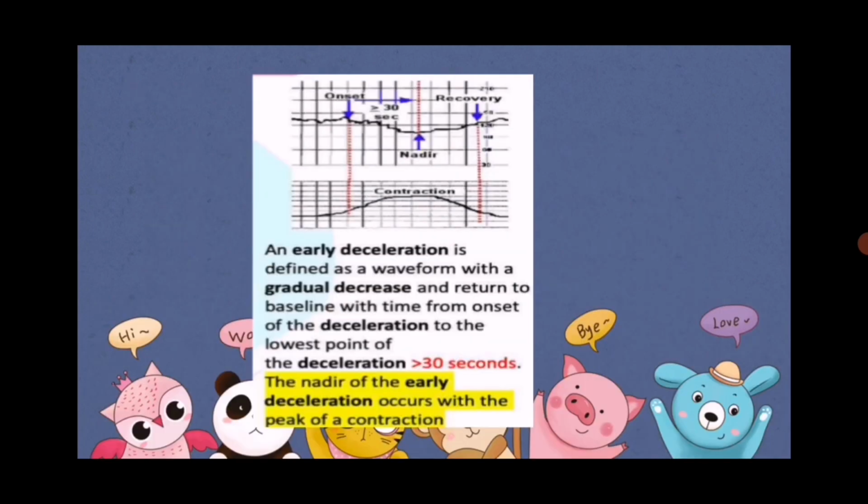Important thing. See another image. You can see that both have the same onset and their peak and the nadir coincide, and both recover at the same time. An early deceleration is defined as a waveform with a gradual decrease and return to baseline, with time from onset of the deceleration to the lowest point of the deceleration more than 30 seconds. The nadir of the early deceleration occurs with the peak of the contraction.